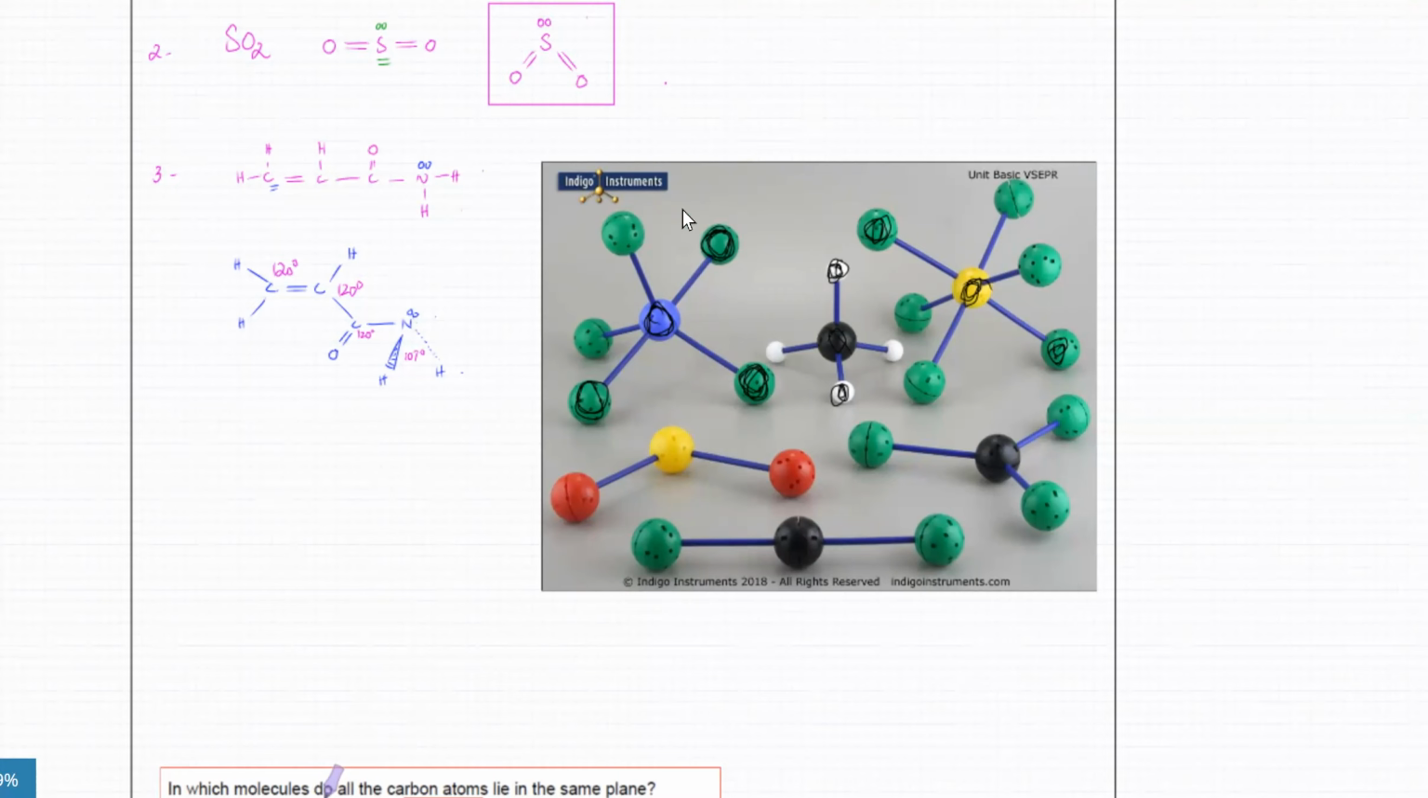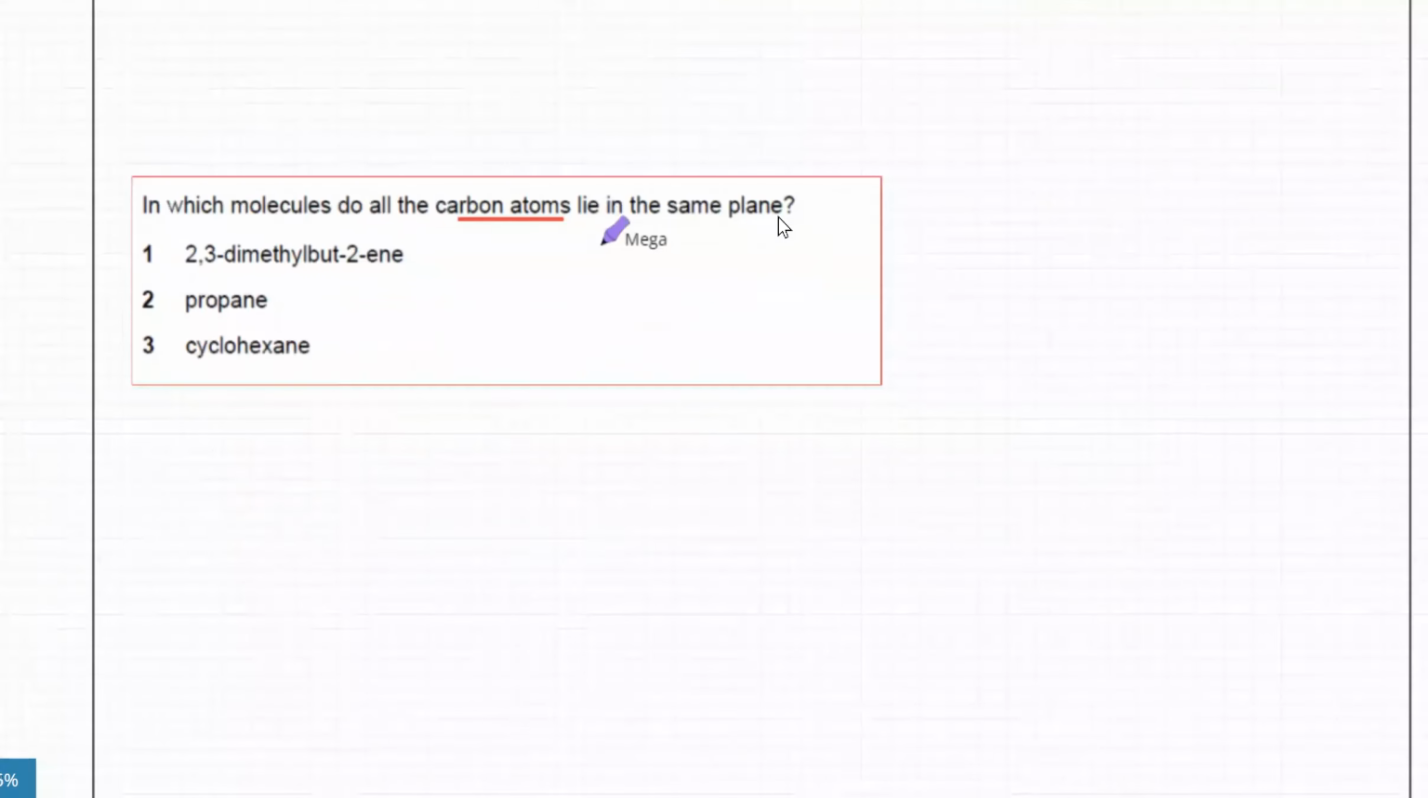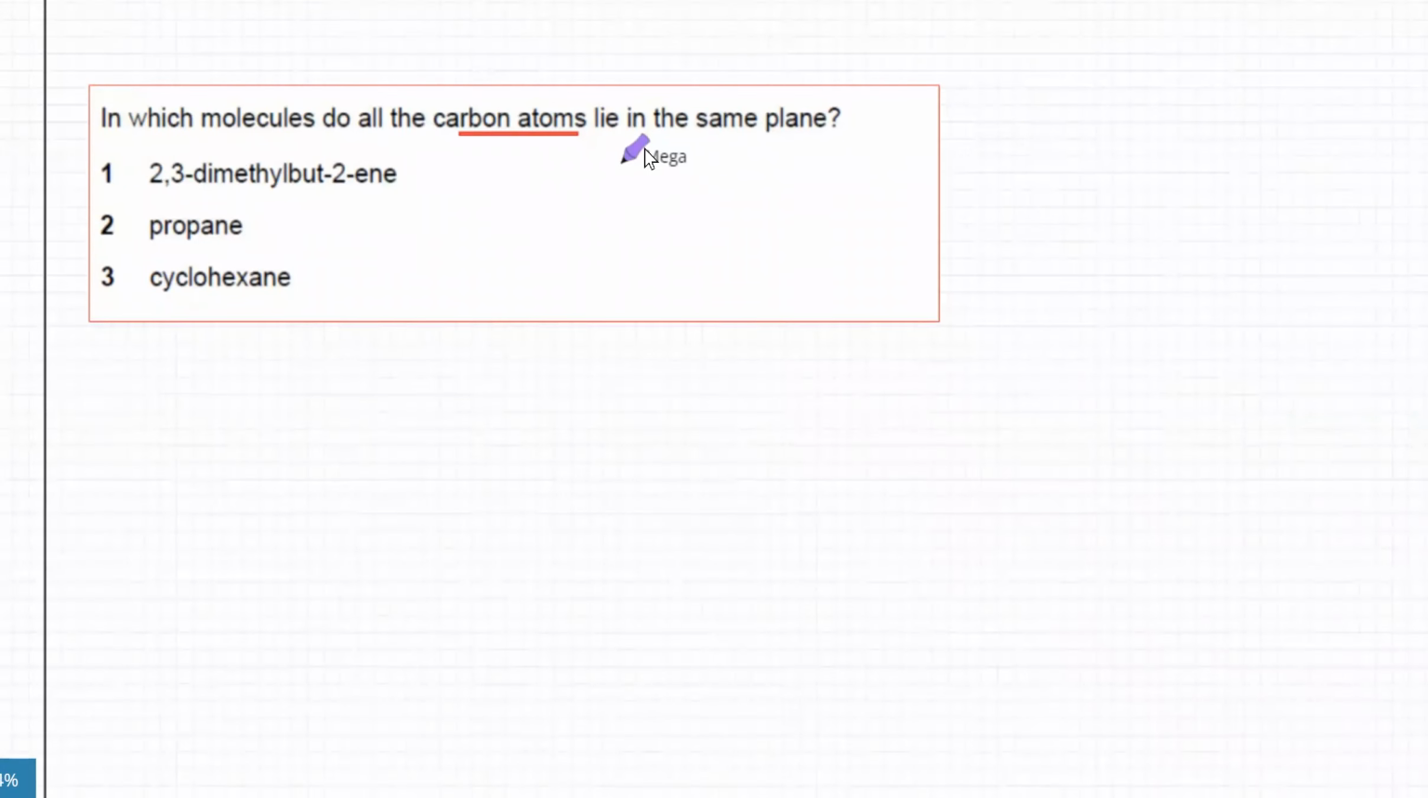But I told you that for shapes that are trigonal bipyramidal or tetrahedral or this octahedral shape, even there, if you talk about some of the atoms, they would be lying in the same plane. For example, these atoms are linear, they're completely lying straight in one line. So the question is, in which molecule do all the carbon atoms lie in the same plane?